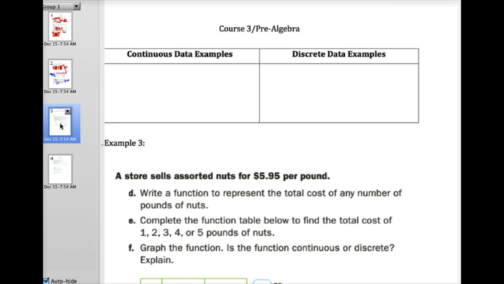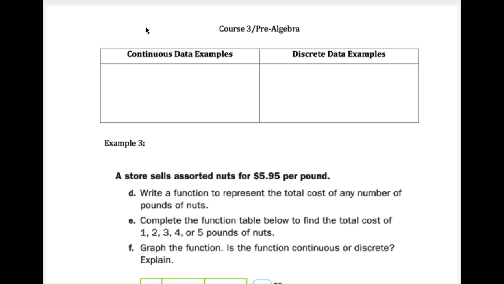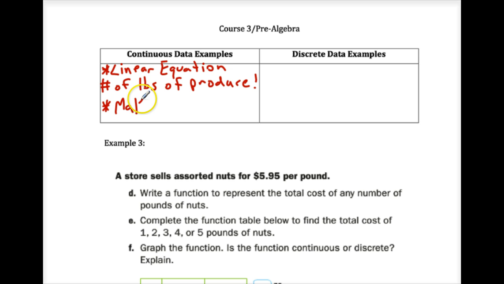All right, let's try a couple examples here. You guys are doing great. Here are examples of continuous. You guys already know of some continuous ones. A linear equation. A linear equation, guys, is continuous. Number of pounds of produce. The apples and the oranges example would be considered continuous. Makes a line. That's continuous.